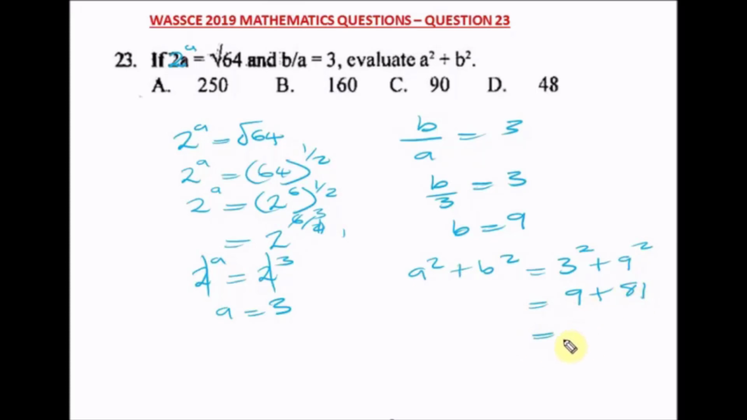81. And when you add this up together, what are we going to have? 90. Okay, 81 plus 9 is 90. So this is our answer, and our right option here is option C.